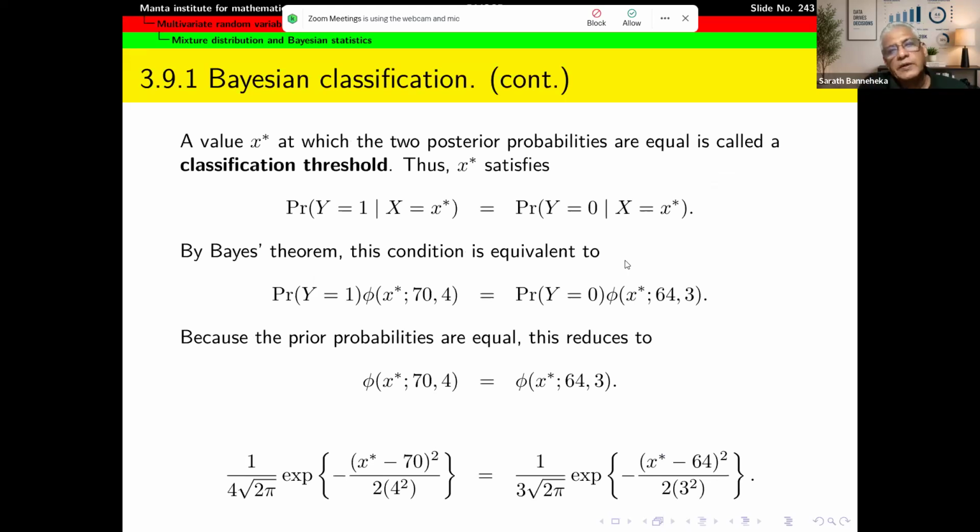Then we discussed the classification threshold based on some Bayesian idea. So we decided below or above which height a person would be decided to be a man or woman. That height where the height distribution will be divided is called the classification threshold, and we discussed that kind of examples.